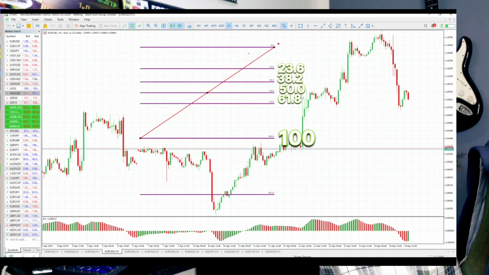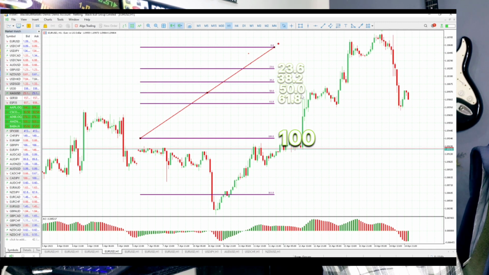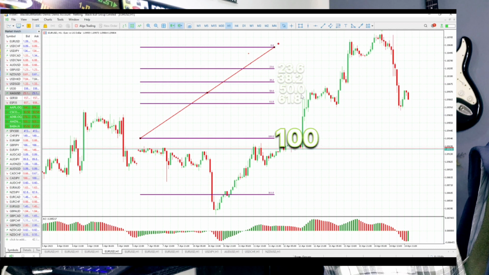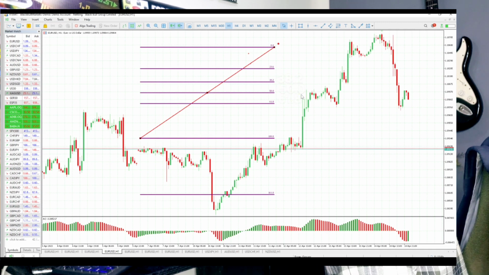We have the 23.6 level. We have the 38.2 level. And we have the 50% level. And there is the 61.8 level. All these levels are very important. But for retracement, our main focus is going to be on these three. Forget about the 23.6 level because that is for a very strong uptrend.